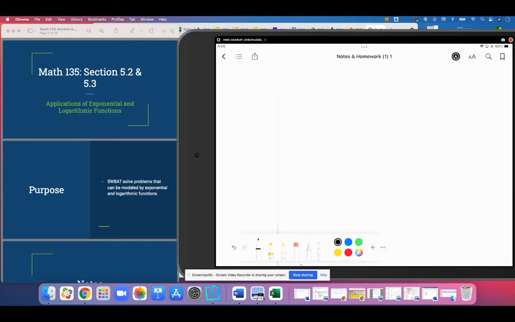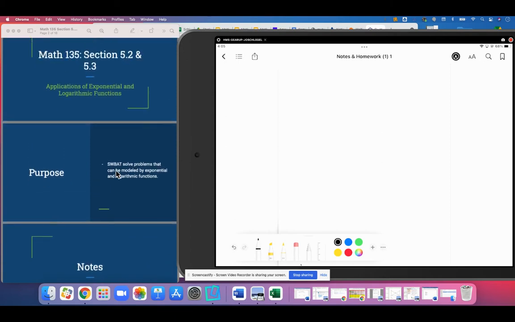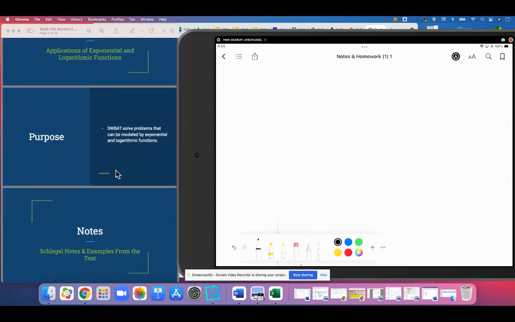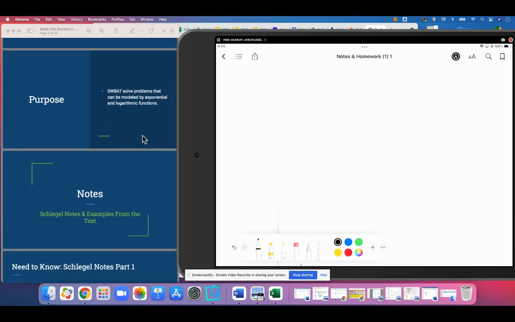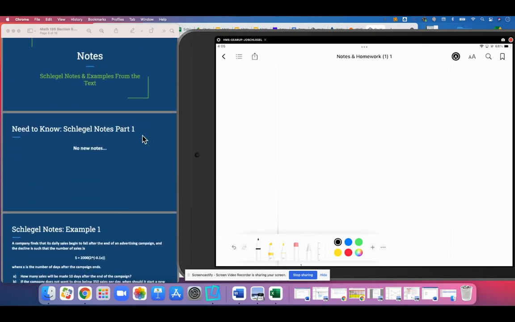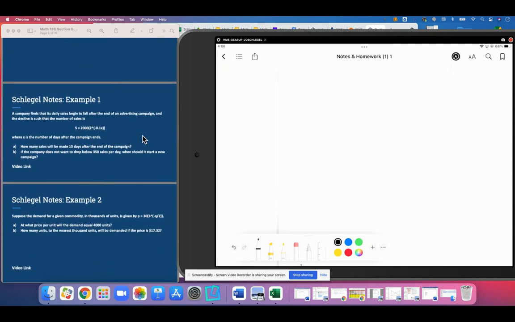Back with sections 5.2 and 5.3, applications of exponential and logarithmic functions. This one is not quite as spicy as 5.1, but it is the last one we need to do before we get into the real personal finance section, which is chapter 6. Our purpose is to solve problems that can be modeled by exponential and logarithmic functions. There are no new notes, so we're going to get started with example 1.